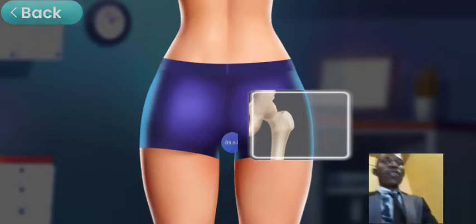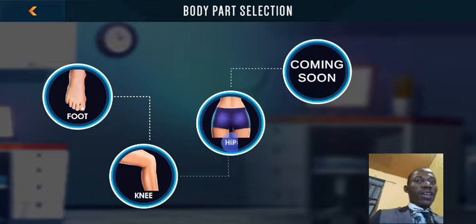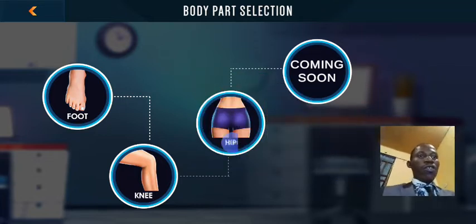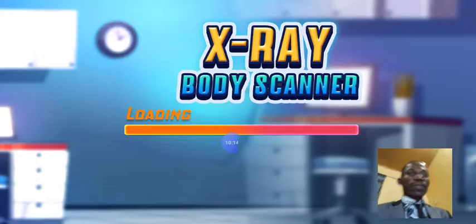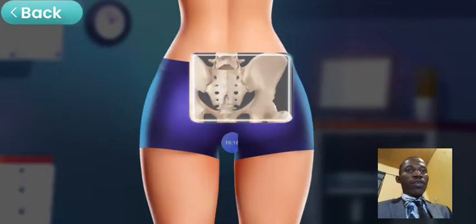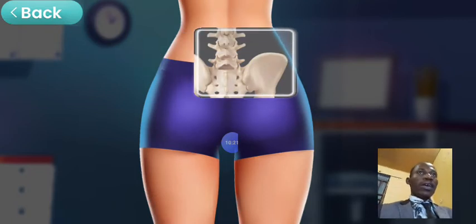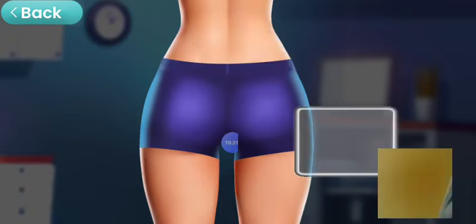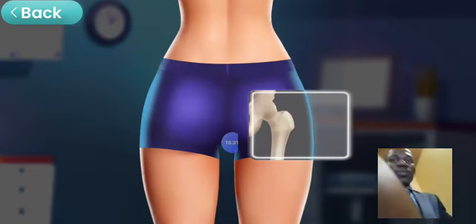Okay, so let's go to the sacral vertebra. The sacral vertebra is found in the lower abdomen. If you take a look at the lower abdomen, you notice the sacral vertebra. It gives support, rigidity, and strength to the abdominal cavity.